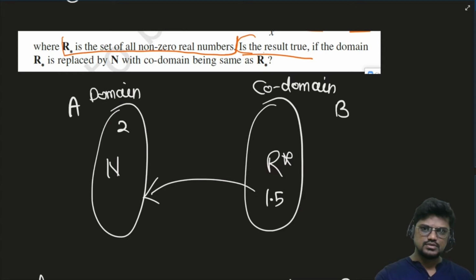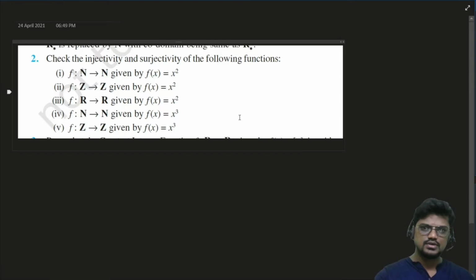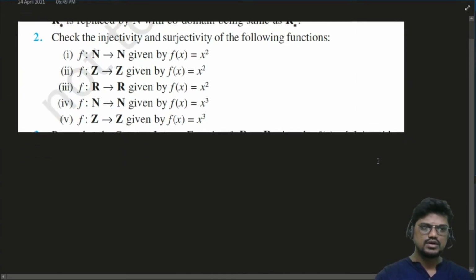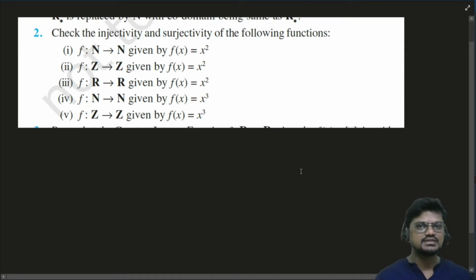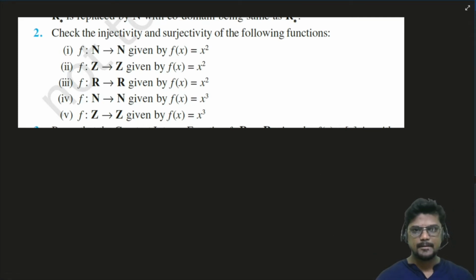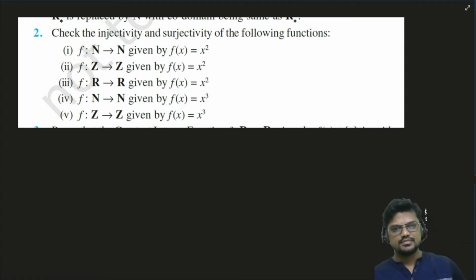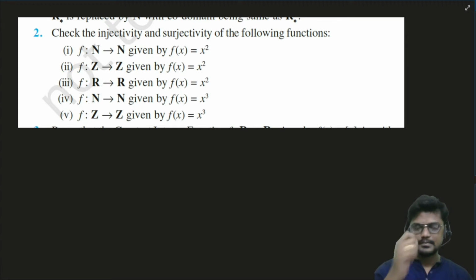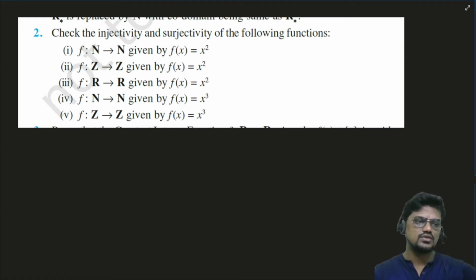Now the next one. The next one is also very interesting, I'll say. You just have to say whether it is injective or surjective. They have given: check the injectivity and surjectivity of the following functions. What are injective functions? The injective functions are those functions which are 1-1 functions, and what is surjective? The functions which are onto functions, right? So you just have to check whether it is a 1-1 function or an onto function, and then you can say whether it is injective or surjective or whatever.